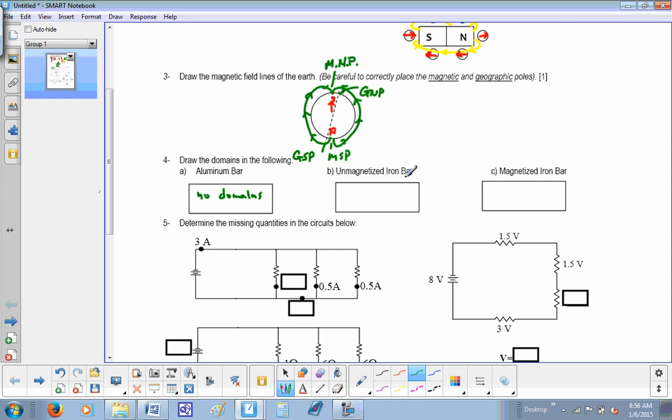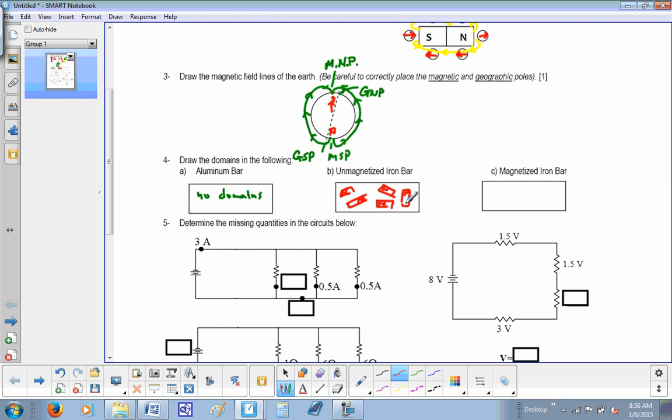Now iron can have domains. However, if it's unmagnetized, the iron would have domains such that they're all random. So the north maybe at this side, maybe the north might be on this side, a north here, north over here, and let's make one vertical. So you can see here, again, all of the domains are randomly dispersed.